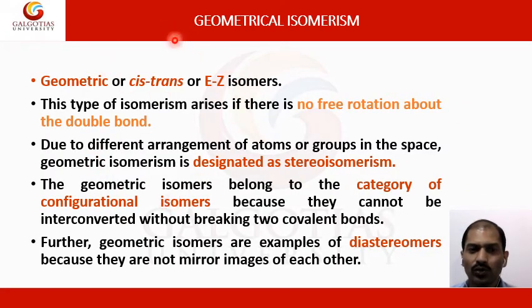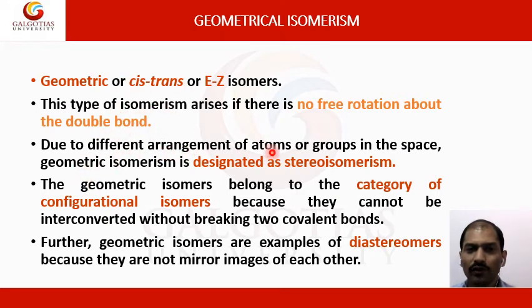Now coming to the EZ nomenclature, in case of geometrical isomers, we have to see how EZ nomenclature is put. This is the simplest way of representing the molecules, which are also called cis-trans isomers. Here there is no free rotation about the carbon-carbon double bond. So the restriction is there.